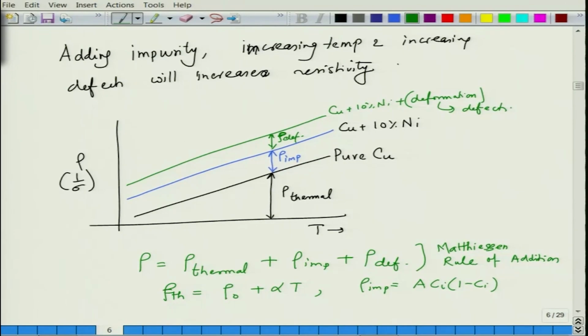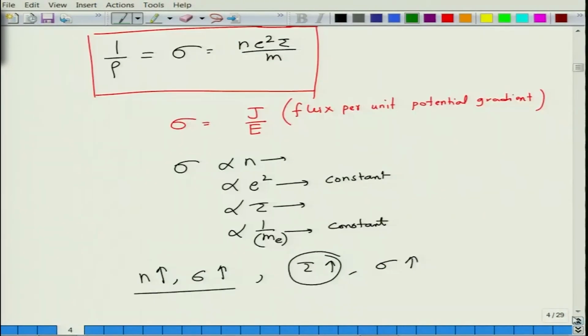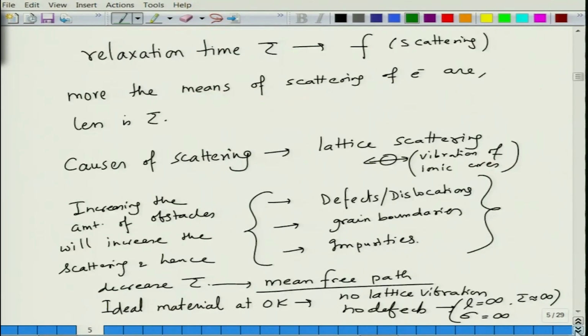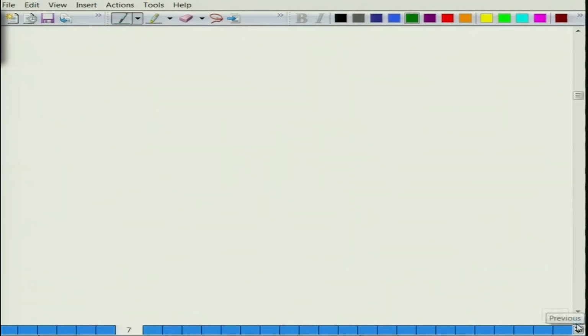So I would suggest you go through a few examples. Take different values of n and tau, you can also take different values of E, and try to calculate the different conductivity values you can obtain. This will also be part of the assignments that will be given to you.